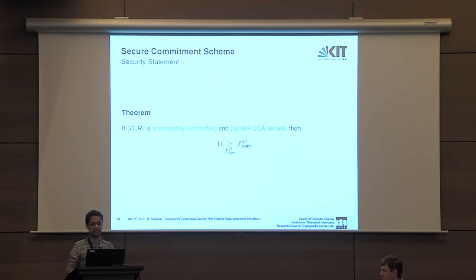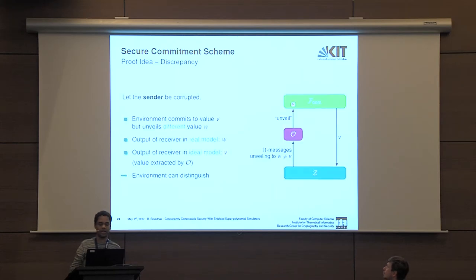Okay, so now we can state the theorem again. If the underlying commitment scheme of pi is immediately committing and parallel CCA secure, then pi realizes F,O with respect to F,O augmented environments for the shielded oracle as defined previously. Okay, to give some intuition for the proof, consider the following. Let the sender be corrupted, and consider an environment that commits to a value v in the commit phase, and somehow manages to unveil a different value w in the unveil phase.